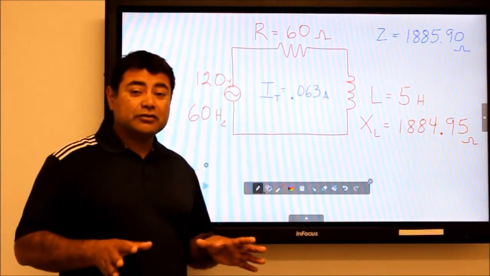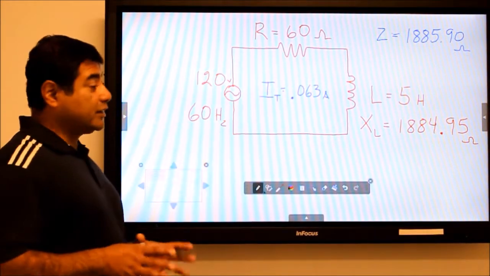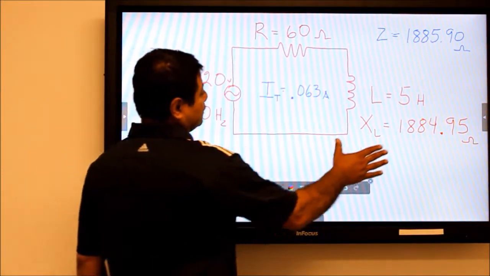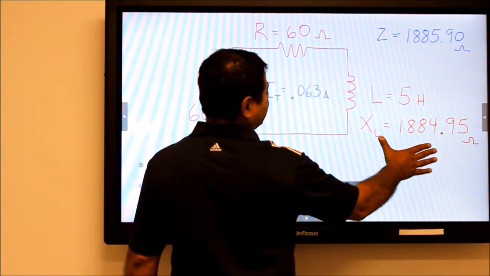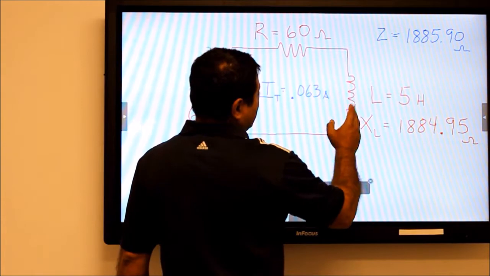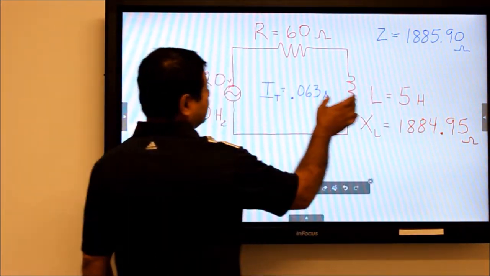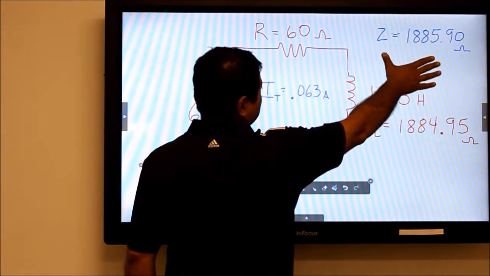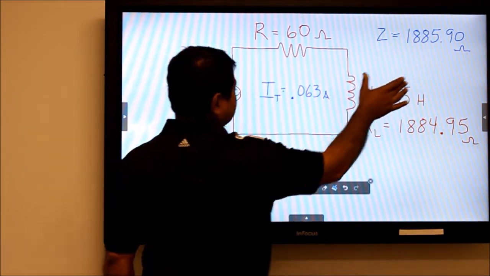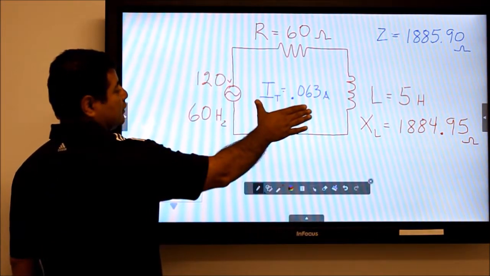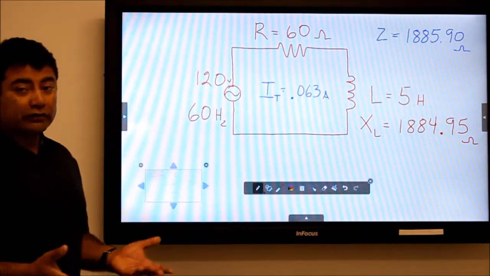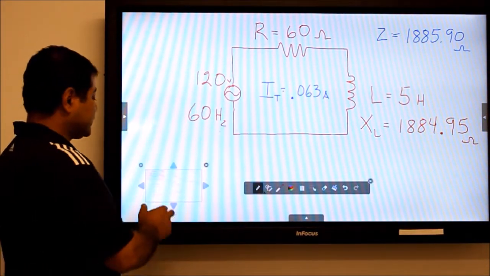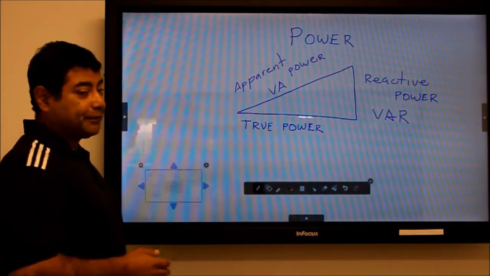So these are all the values that we've calculated for the circuit thus far. Okay, we changed the inductance value into an ohmic value for the inductor. Then we used the ohmic value for the inductor and the ohmic value for the resistor to get our impedance. And once we obtained the impedance, we used the impedance to get the total current for the circuit. Now that we have the total current for the circuit, we can do other things like calculate power.